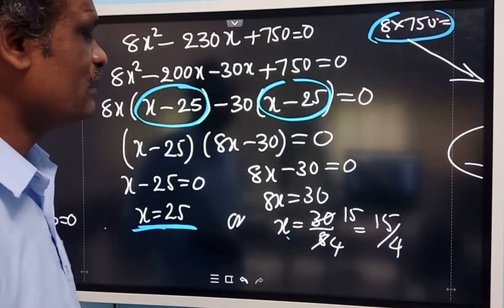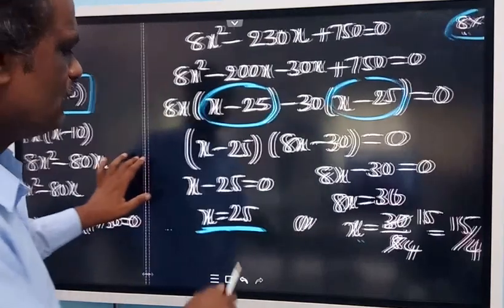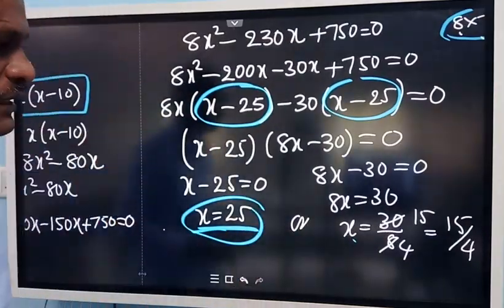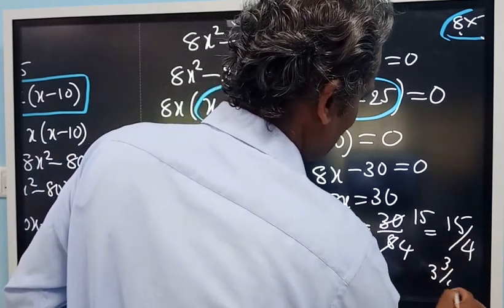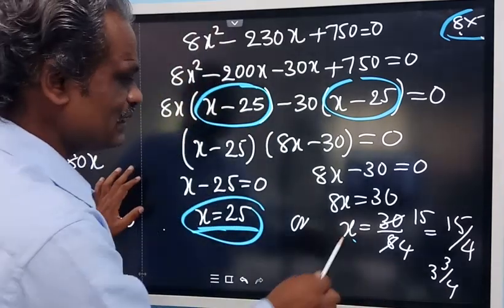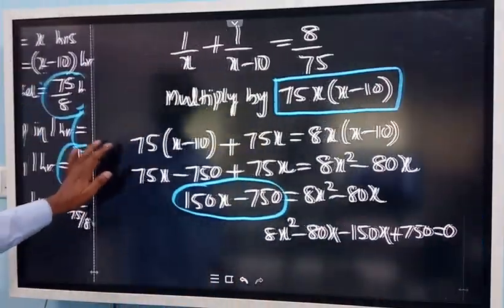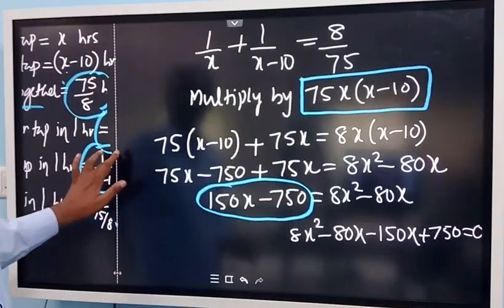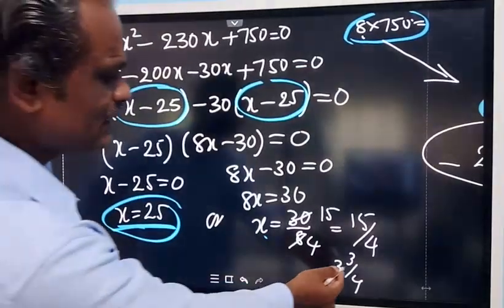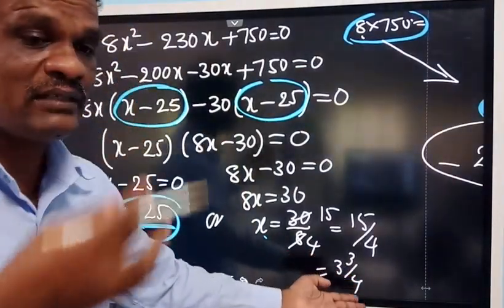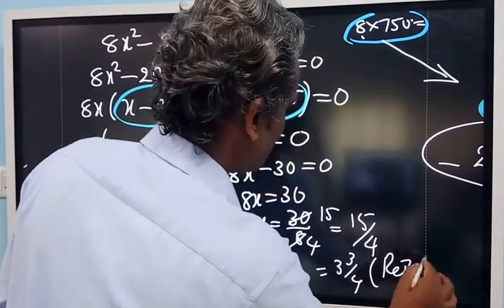Which one is correct now? Tell me. You have to accept either this or this one. Which one can you accept? If you convert this into hours, it is almost 3 and 3 by 4 hours. This is the time taken by the smaller tap. x means the smaller tap. Now the larger tap takes x minus 10. Once you take 15 by 4, then the larger tap, minus 10, will give you a negative answer. Therefore you need to reject this.